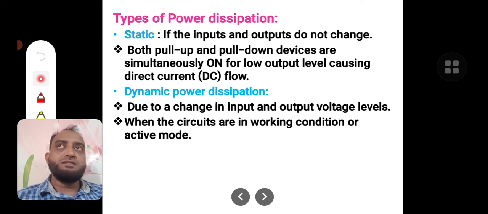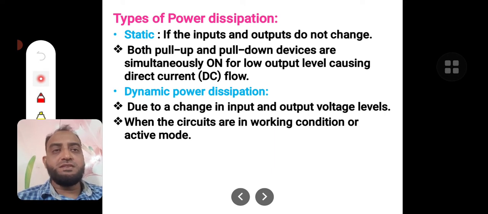The other way of representing this is, both pull up and pull down devices are simultaneously on for very low output levels, causing direct current flow. Both devices, pull up and pull down devices, are on during some particular time. That means no change, but both the devices are on. The power consumed at that time is called static power dissipation.